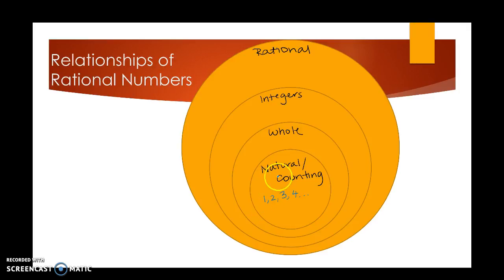Whole numbers are natural and counting numbers, but it also includes 0. So 0 is the only thing in whole numbers that is not a natural or a counting number. Then integers is going to be positive and negative whole numbers. So for example, -3, -11. 8 is still considered an integer. However, it is a natural and counting number as well. Then rational numbers are numbers that can be written as a fraction or a decimal, and they can be positive or negative.